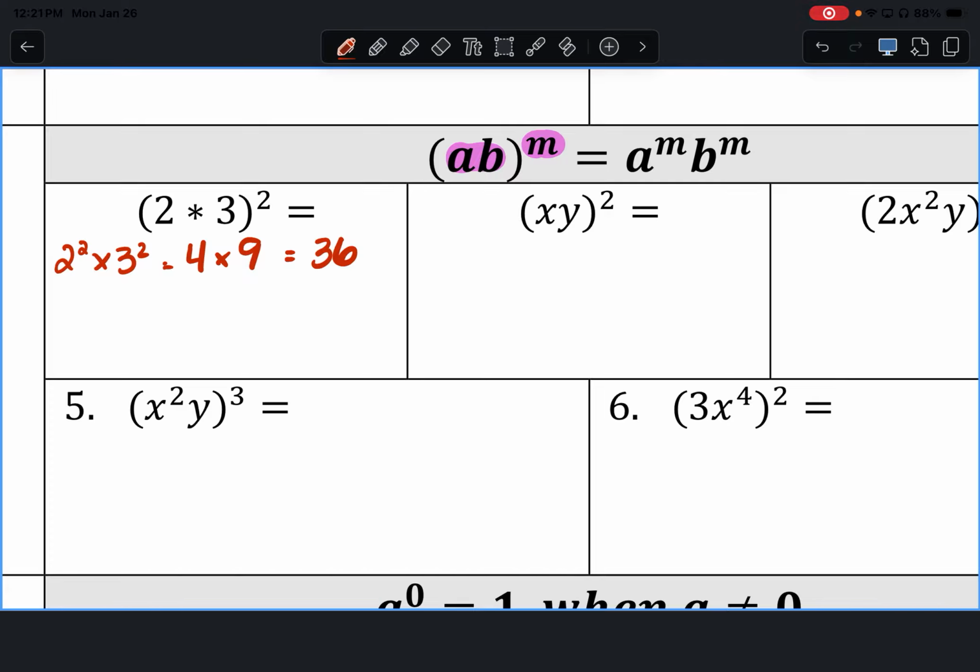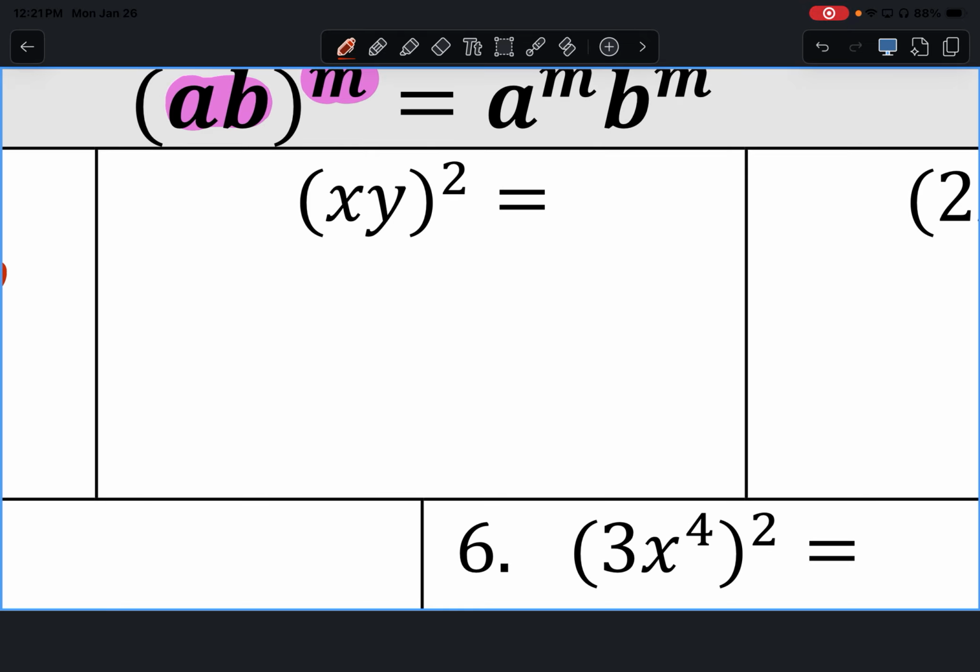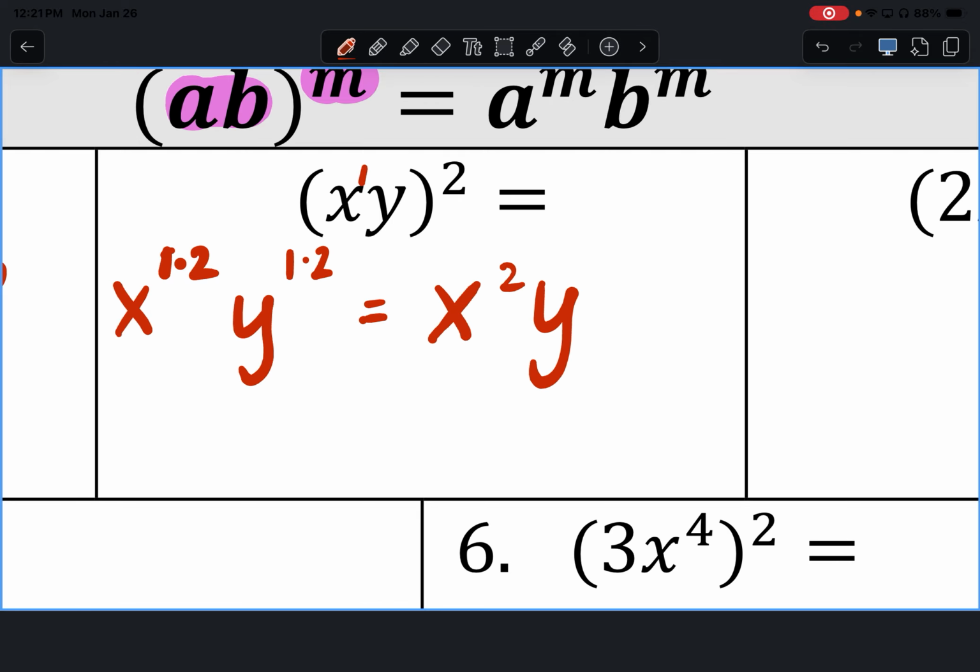Okay, now for the next one, we have x times y squared. So what do I need to do to both of these things? So we have x. What's the understood power on that x? So it would be 1 times 2, which is, and then the y would be the same thing. So 1 times 2, which is 2.